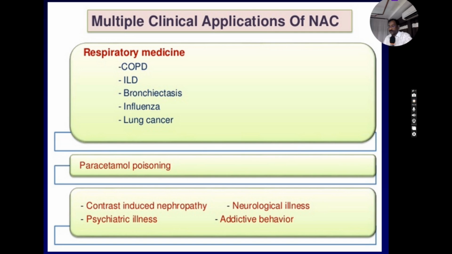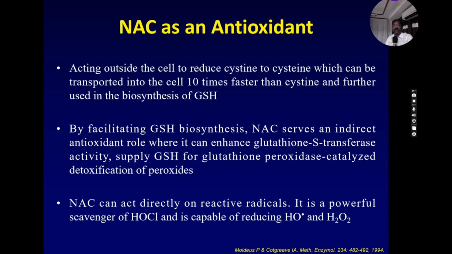azithromycin or cyclophosphamide, chlorambucil. So these are the important drugs to be used here. Your methotrexate, these all will help here. And bronchiectasis, nowadays we are not seeing much bronchiectasis because of the extensive usage of antibiotics even in childhood. So influenza is very, very common, lung cancer. So in all these conditions, there is a role of NAC. In paracetamol poisoning, there also NAC will help you. And also in contrast-induced nephropathy, psychiatric illnesses, neurological illnesses, and addictive behavior.